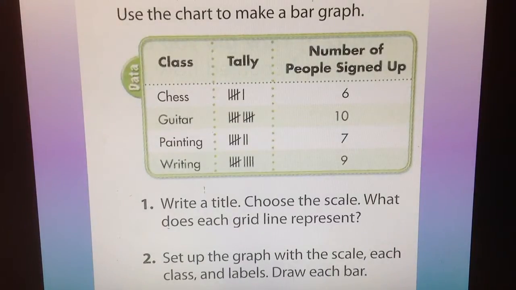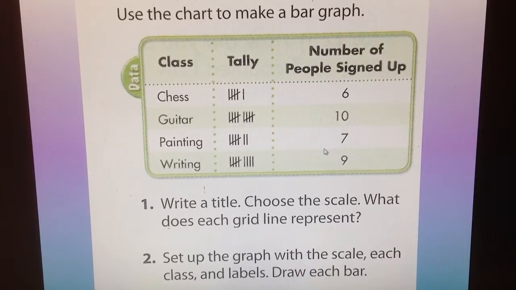Okay, we looked at this one as well, and we talked about what we could use for a title. This question's asking us to make a bar graph from this information. For our title, we could stick with the title that they have here. People who signed up for classes, maybe. Choose a title, that's what we did. Choose the scale. In other words, how much should each grid line count for? We've got the numbers 6, 10, 7, 9.